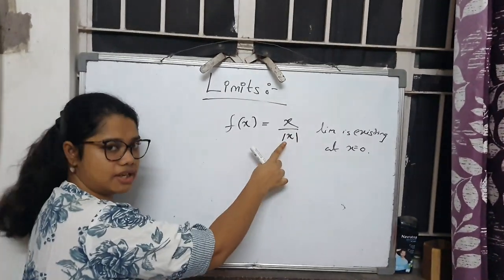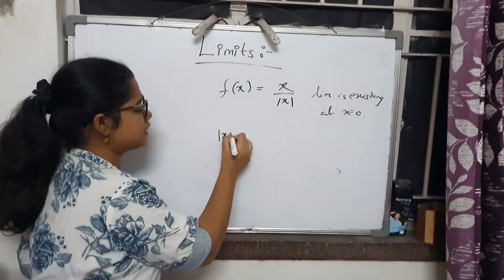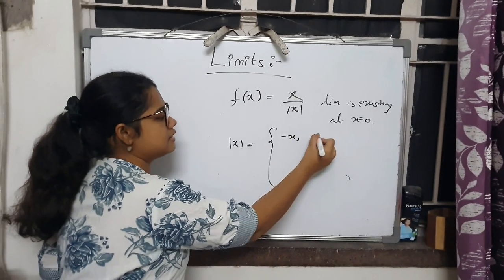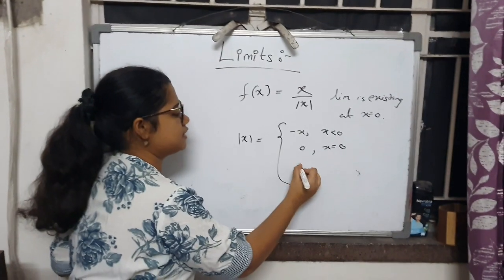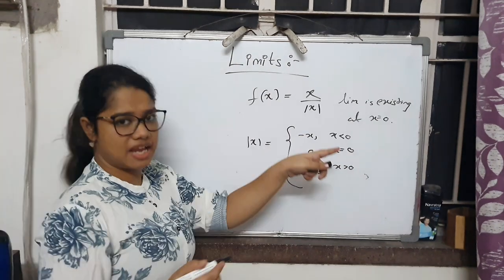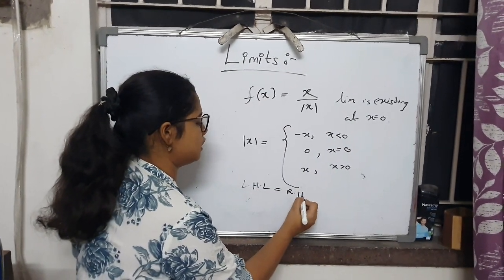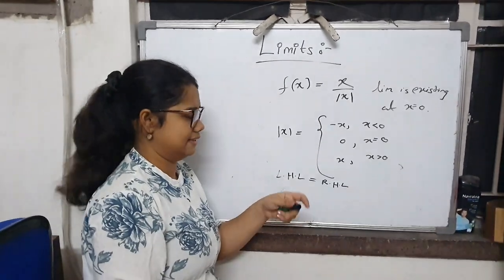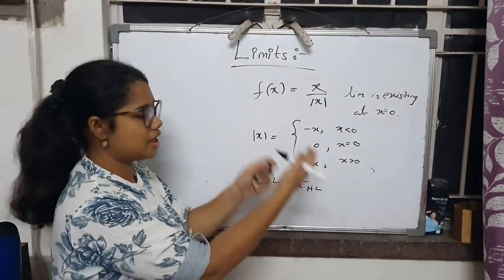Now this particular mod x function can be written in 3 parts. That is, the mod of x value is broken into 3 portions. Mod x is actually minus x when x is negative, mod x is 0 when x equals 0, and mod x is x when x is positive. So you have to check if the left hand limit is equal to the right hand limit or not. If it is equal, then the limit exists at the point 0. If not, then it does not exist. And to check that, again you have to simply break the mod function and then check if the limit exists.